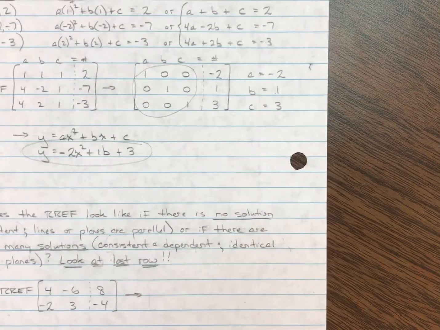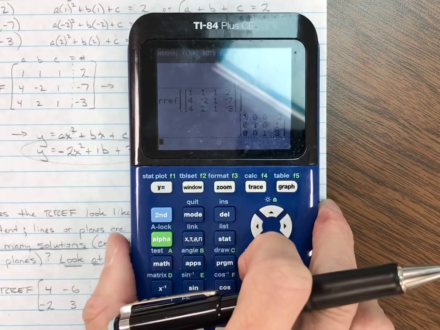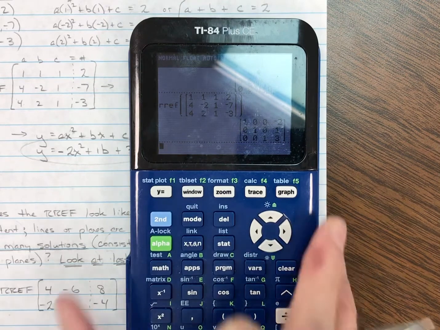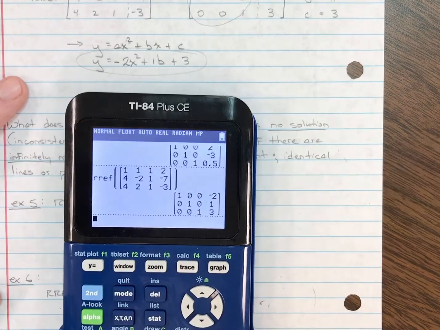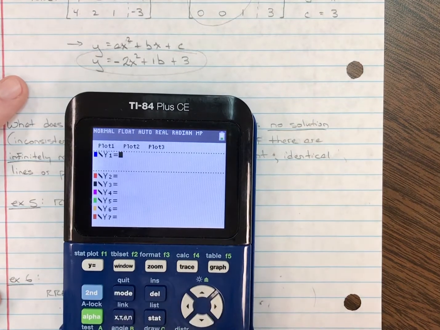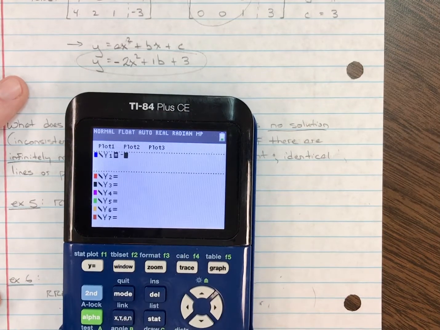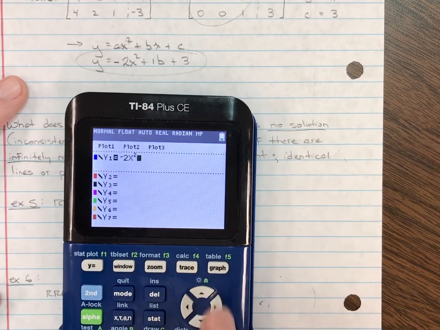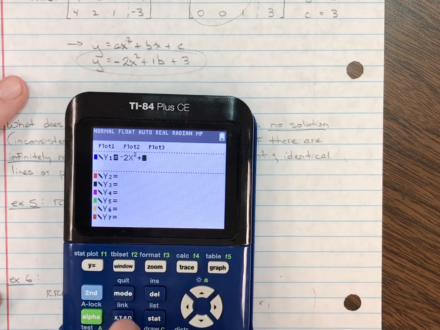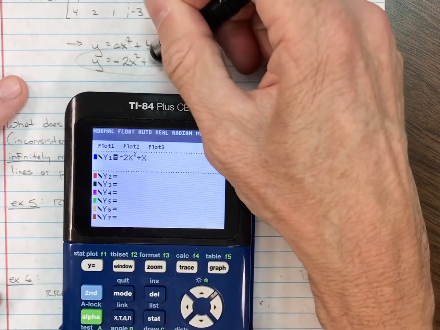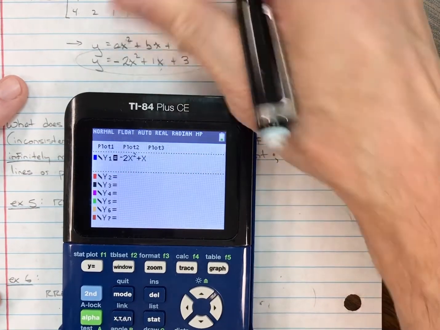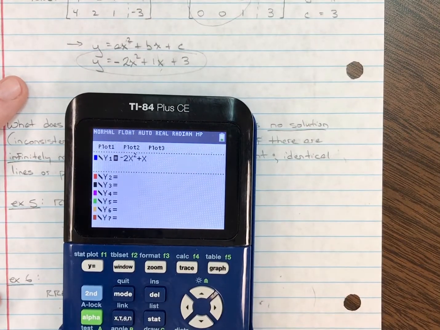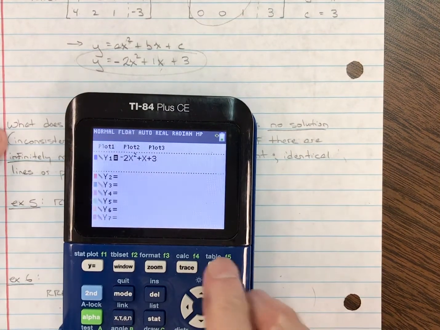Let's put that equation into the calculator. I'll move it up here so we can see it. Okay, that's a quadratic. So Y equals, clear. Let's put in negative 2x squared. Here's my quadratic. Plus x. And this should be an x, sorry about that, I have a mistake right there. That's 1x, not 1b. Plus x plus 3. Let's graph it.